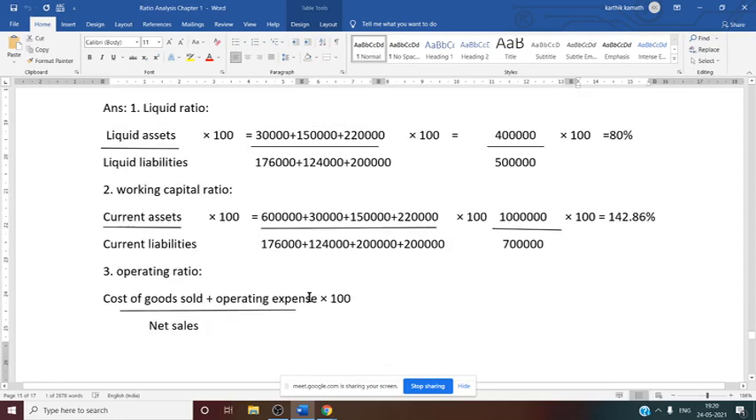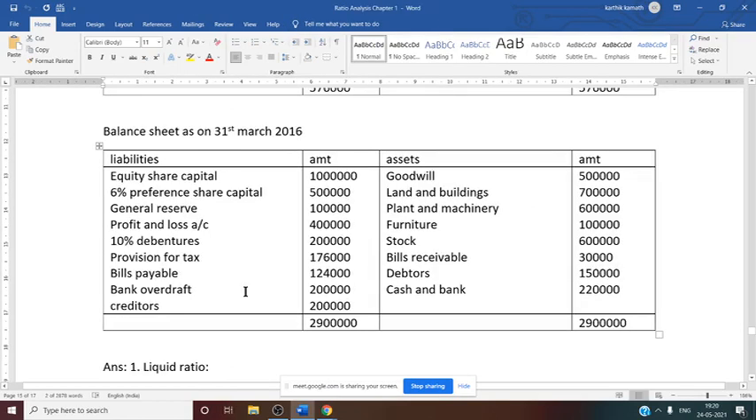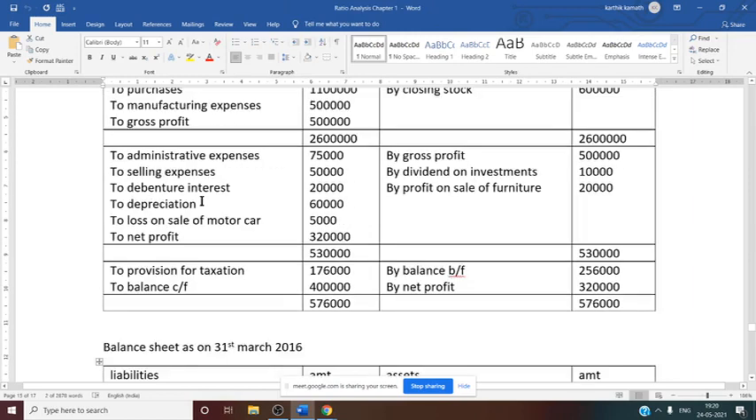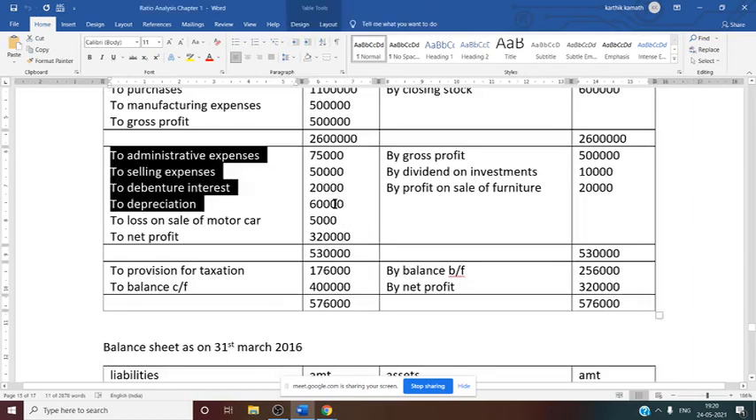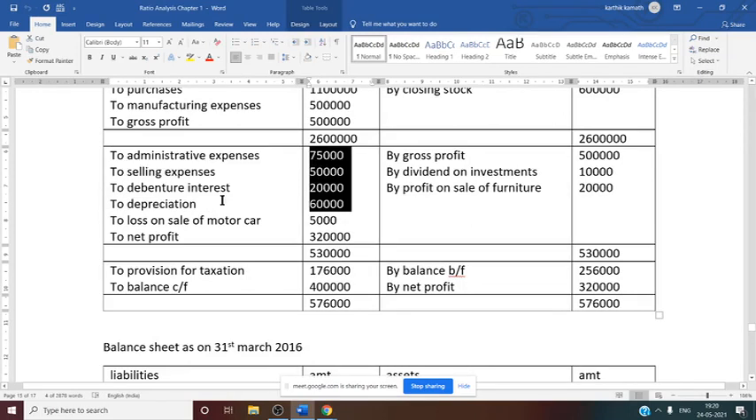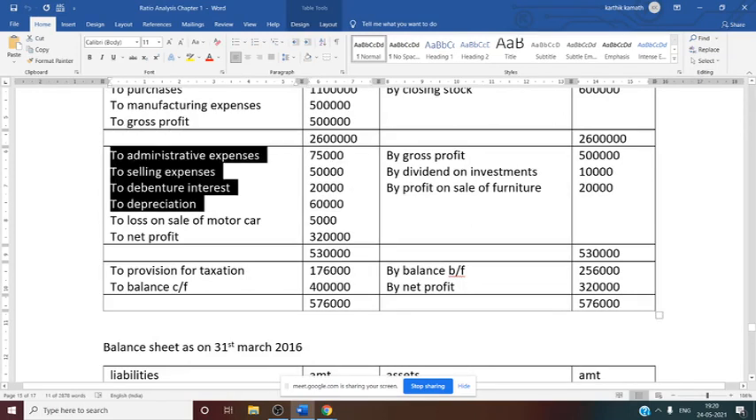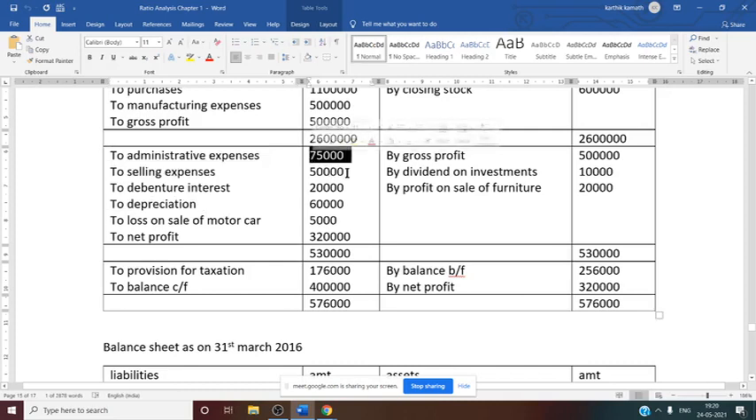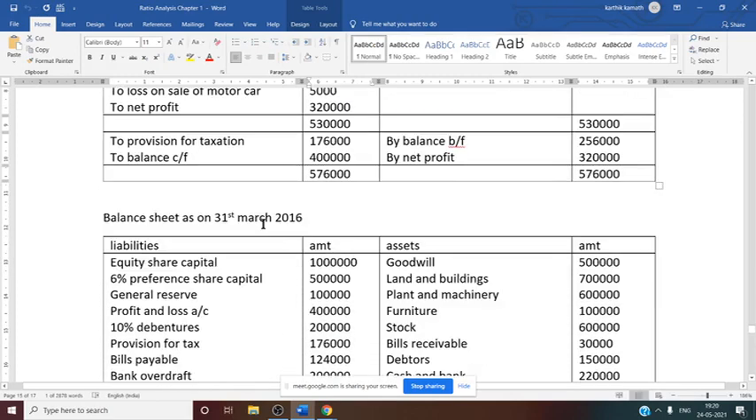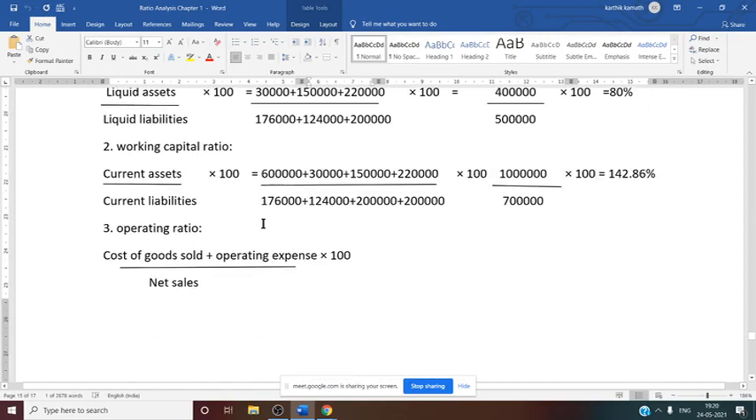Then operating expenses we need to identify. If you see here in the P&L account, they have given administrative expense, selling expense, debenture interest, depreciation. So these 4 items we can consider as operating expenses, since it is mentioned in the reference book also. So 75,000 administrative expenses, selling 50,000, debenture interest 20,000, depreciation 60,000. What about sale of motor car? That is a non-operating expense. So now we know the operating expenses as well.